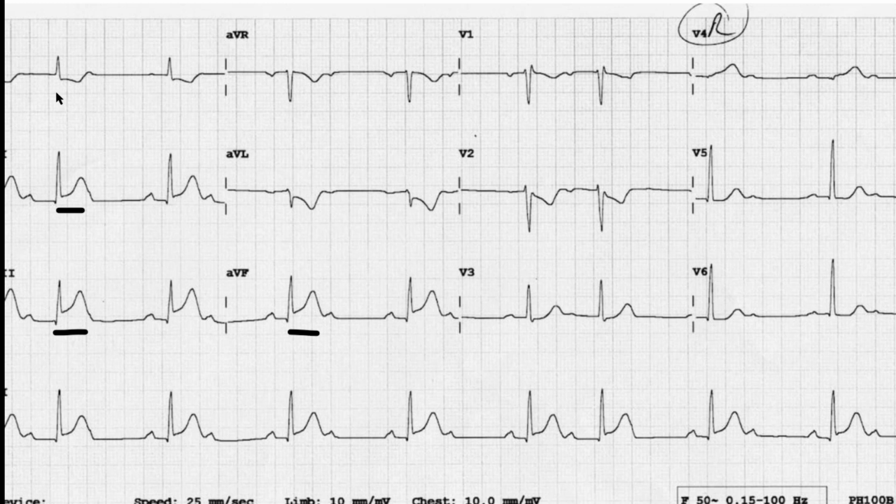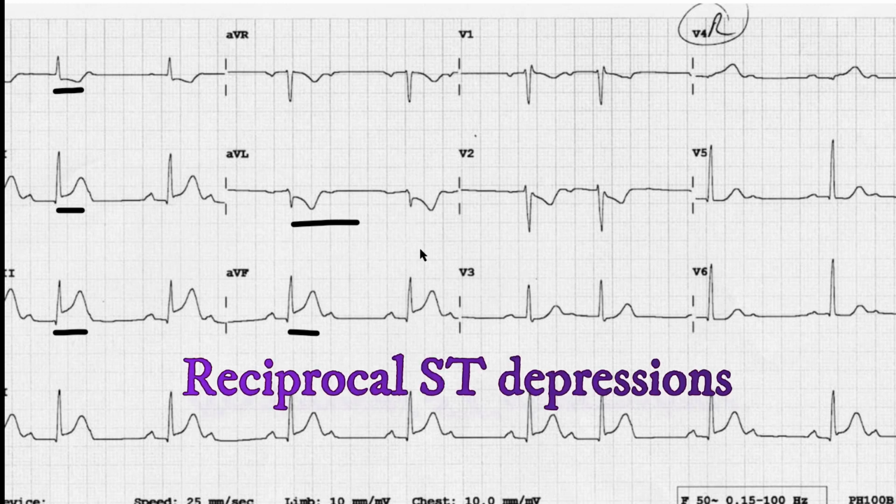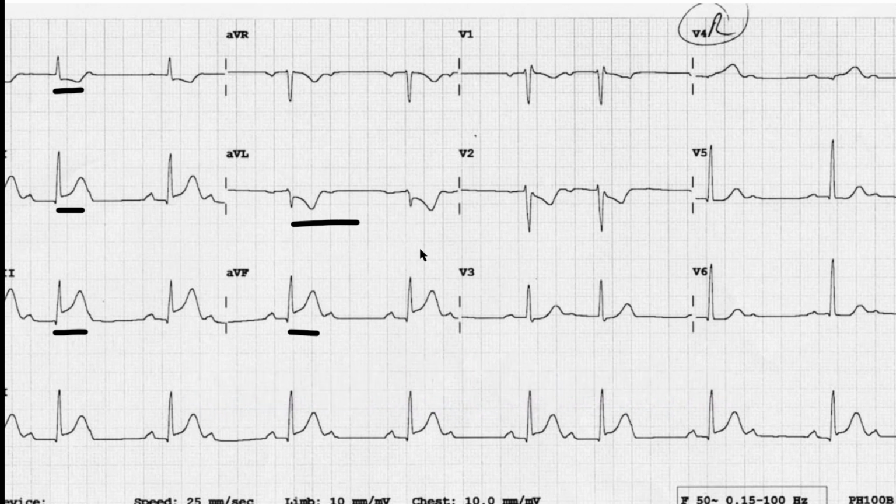Similarly, you can find there is ST depression in lead 1 and lead AVL. This ST depression in lead 1 and AVL is basically a reciprocal change to the ST elevation in the inferior leads. So this patient has inferior wall ST elevation MI with reciprocal changes in lead 1 and AVL.